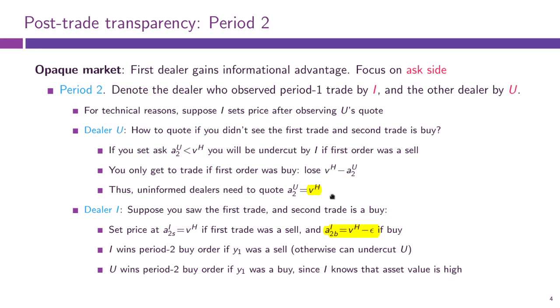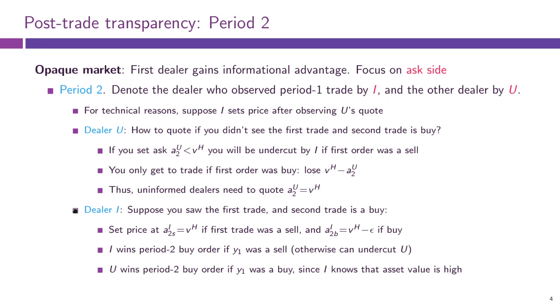The difference is, if the traders are uninformed, they will get to trade with dealer I. If traders are informed, they will get to trade with dealer U. So that was the idea in the opaque market, that this information gives the dealer some rents. Note also that here dealer U still gets zero profit, while dealer I actually trades at a profit, because he can pick off orders from the uninformed traders, and he can offer them very unappealing prices.